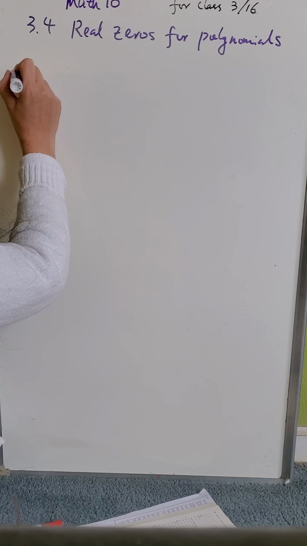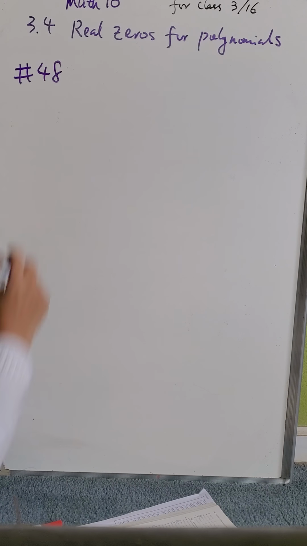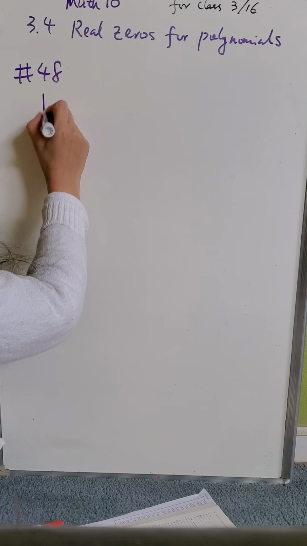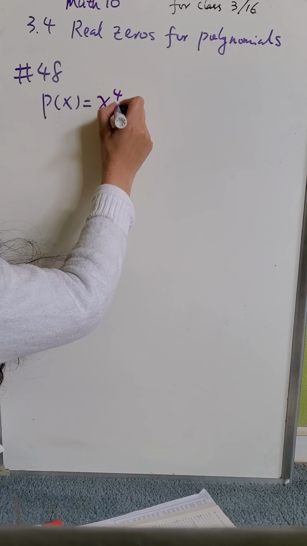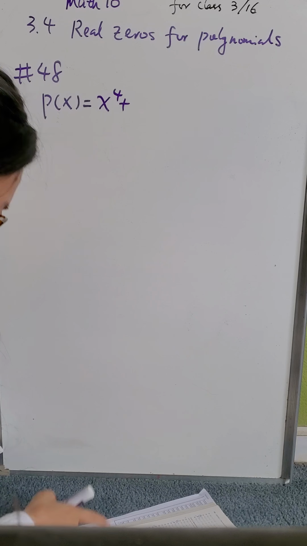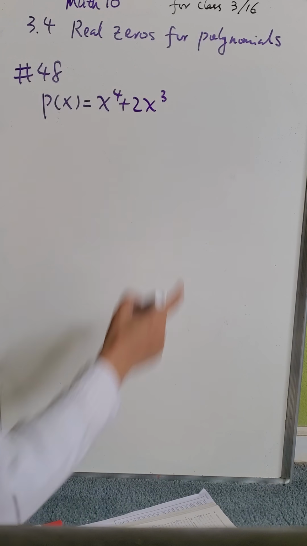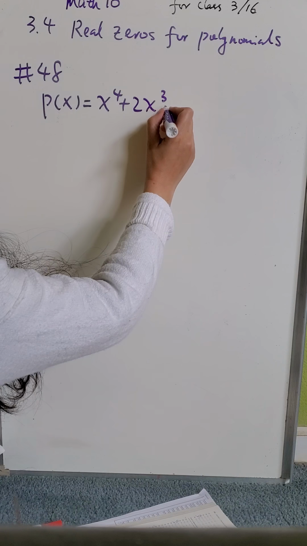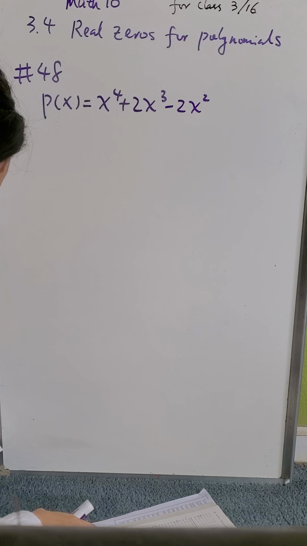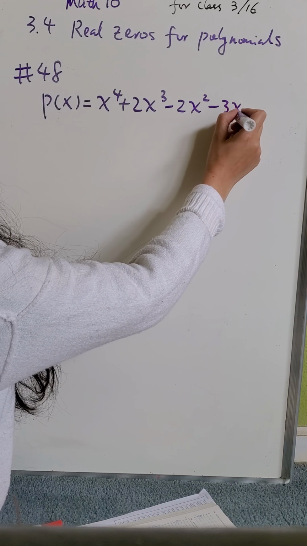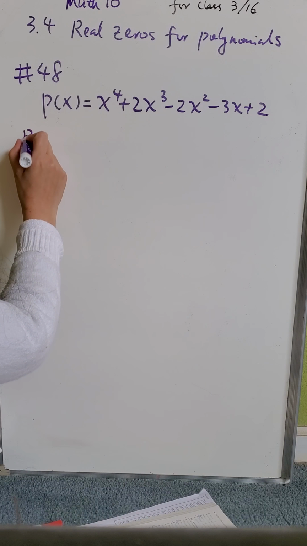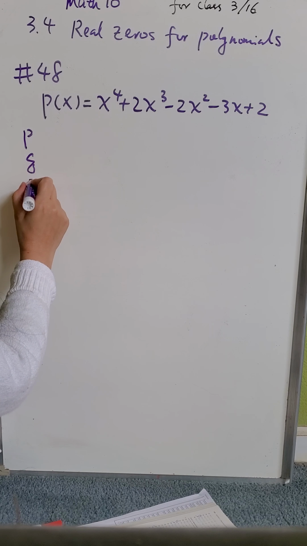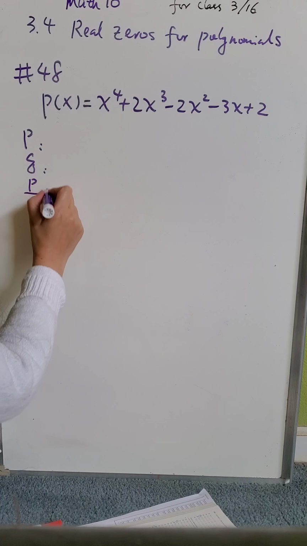Number 48. Number 48, we have P of x equal to x to the 4th plus 2x cubed minus 2x squared minus 3x plus 2. So this one has power 4, okay? But the P and Q looks pretty straight, not bad, not big number.